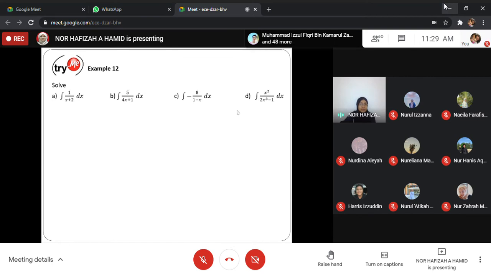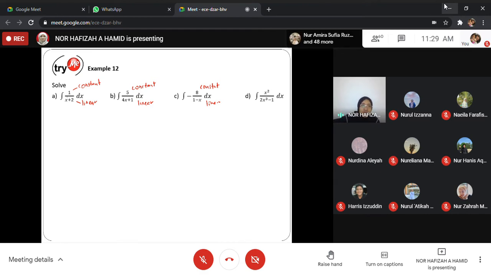So you refer to example 12. You need to solve 1 over x plus 2 dx. So for A, numerator dia is a constant and denominator is a linear function. So sama juga yang B. So atas dia constant and this one is linear. So C pun sama, this one is the constant and linear. So maknanya A, B and C tu you ada dua method you boleh solve. You nak solve using substitution boleh or you nak solve using formula.